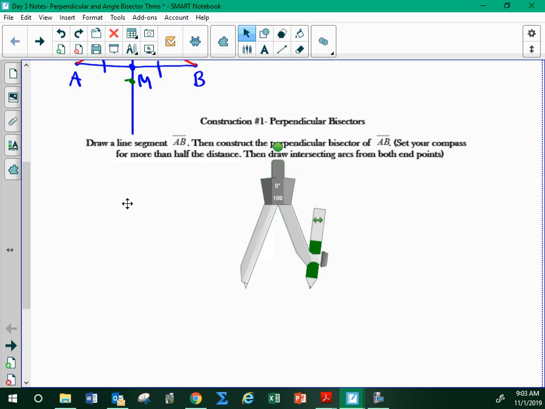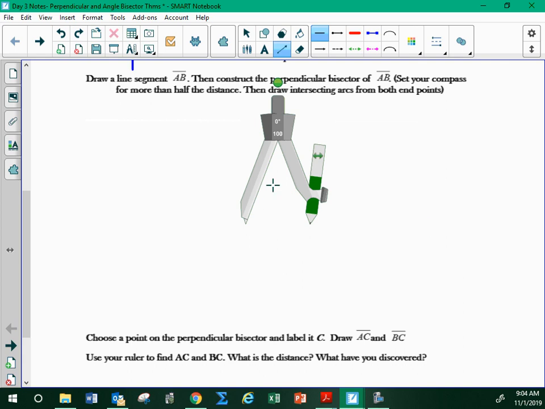Now, on the SOL, they would probably give you a segment already. With constructions, you want to keep in mind that it needs to fit on the paper you have. You don't want to go too large, but you don't want to go too small. The larger, the more accurate you're likely to be. So don't go real tiny. Go a medium distance. I would recommend that your segment is around 3 inches. Totally up to you. You don't have to have it in any particular orientation, but put it in the middle space so you can draw around it.